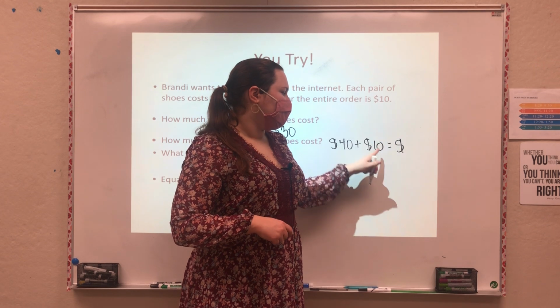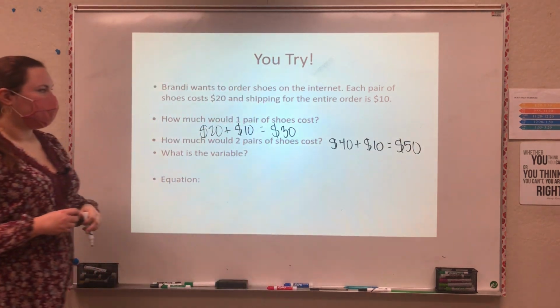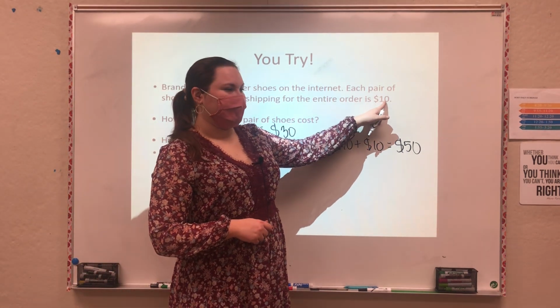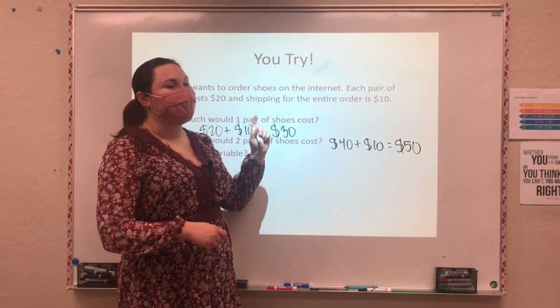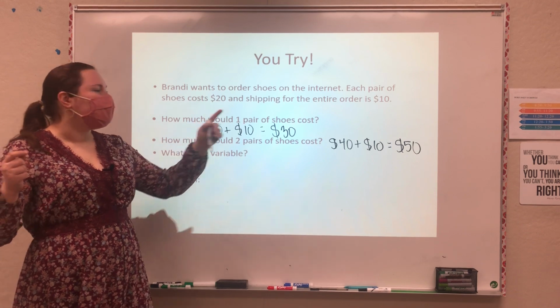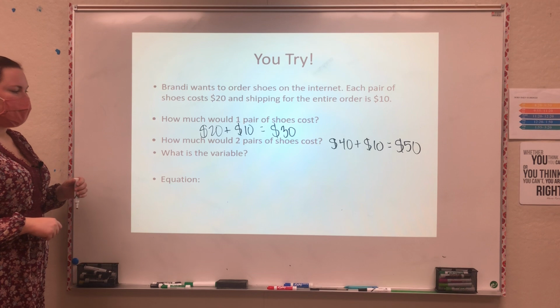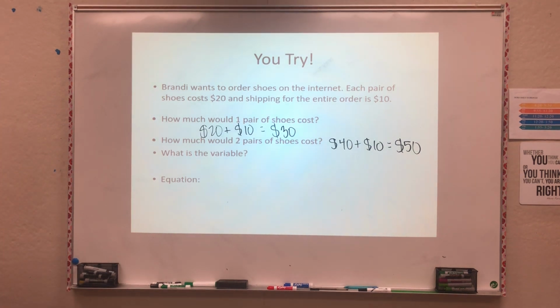Why didn't we double that $10? Because it says the total cost of shipping is $10 for the entire order. The $10 doesn't change. It doesn't matter if you're shipping one pair of shoes versus 10 pairs. You notice it says the entire order. So it's not changing. So when we get down here, what is our variable?